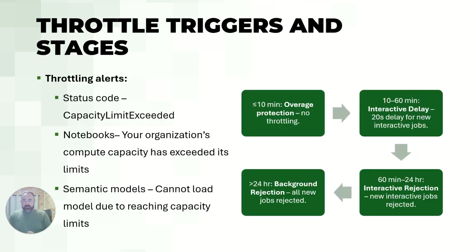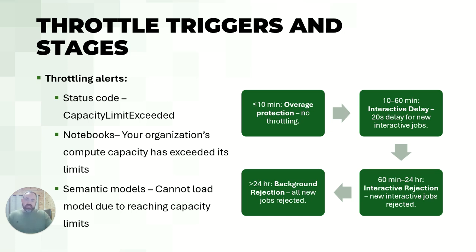So what are the stages of throttling? We get some alerts that'll come through. This is how you're going to see throttling. You'll start to see status codes of capacity limit exceeded. In your notebooks, you'll see that your organization's compute capacity has exceeded its limits, and it probably won't let you run the notebook. Semantic models can't load, and it'll say it's due to reaching the capacity limits. So for the stages: if it's going to take us under 10 minutes to pay back that overage, we don't get throttling. If it's between 10 and 60 minutes, we start to get interactive delay.